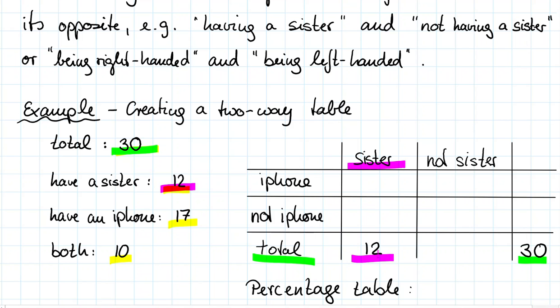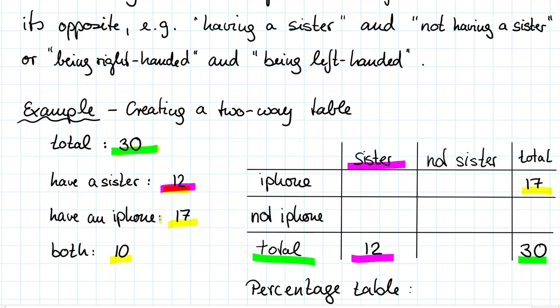Next question was, who has an iPhone? And there were 17 people who had an iPhone. So I go into the first row, which is iPhone, and I know there's a total of 17 people. So this one is another total. 17 people have an iPhone.